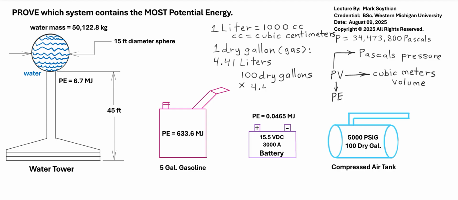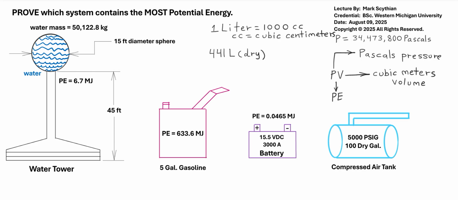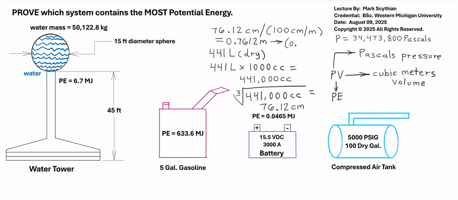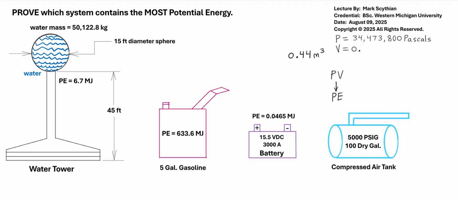So 100 dry gallons times 4.41 liters per dry gallon is 441 liters of air. Then we multiply this times 1,000 cc's per liter. So yeah, 441,000 cc's. We find its cube root to get linear centimeters, 76.12 centimeters. Then we divide that by 100 centimeters to a meter, 0.7612 meters. And then we cube that value. We get 0.44 cubic meters. So that is our volume here.